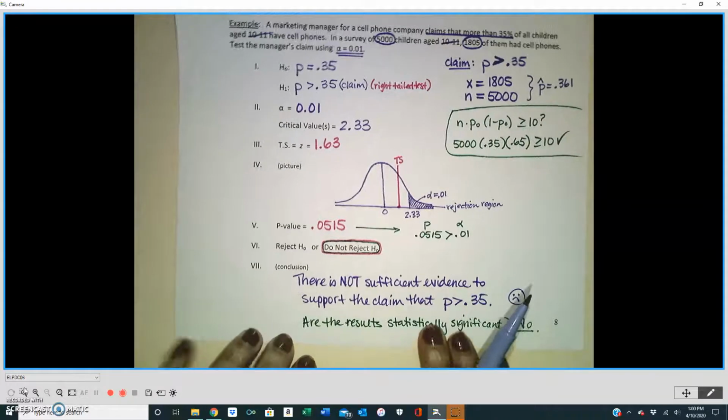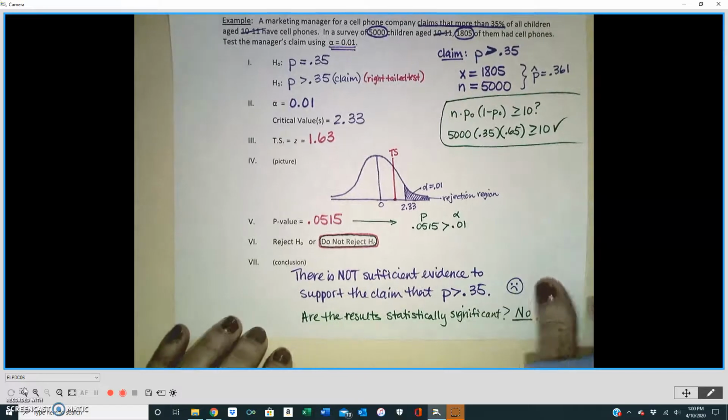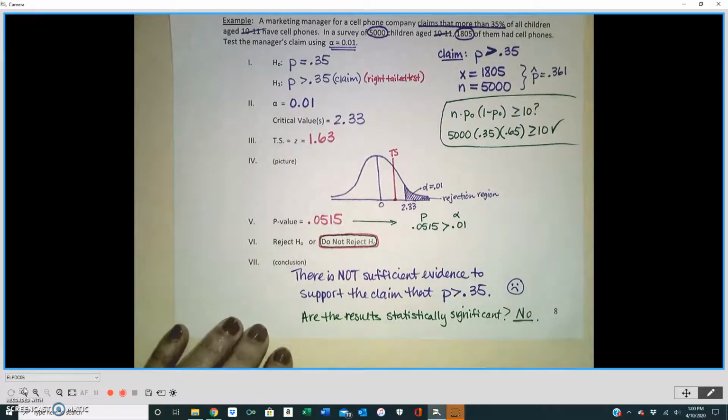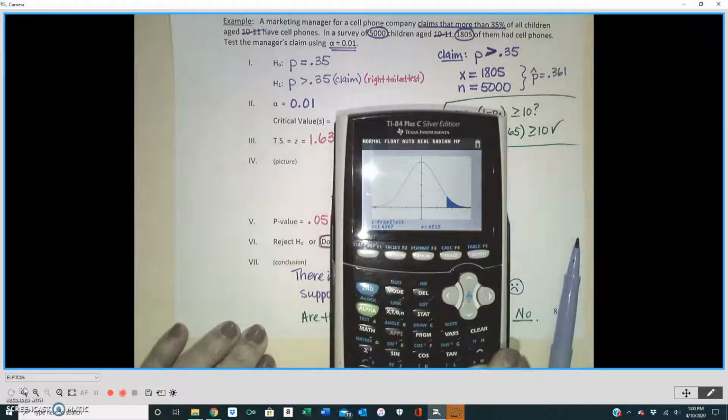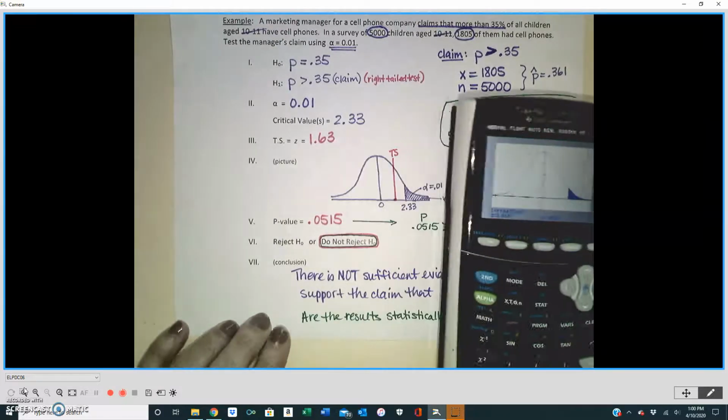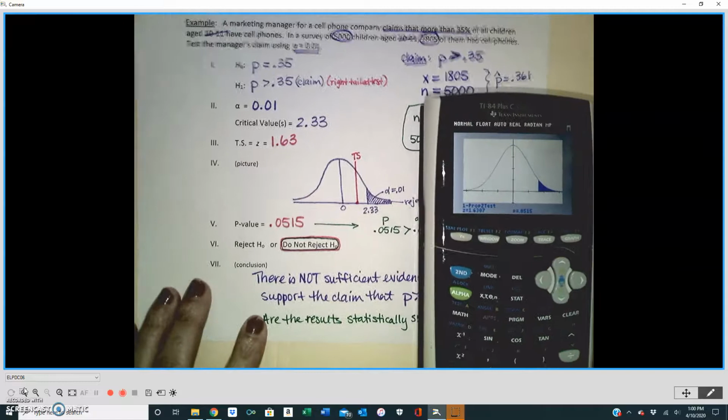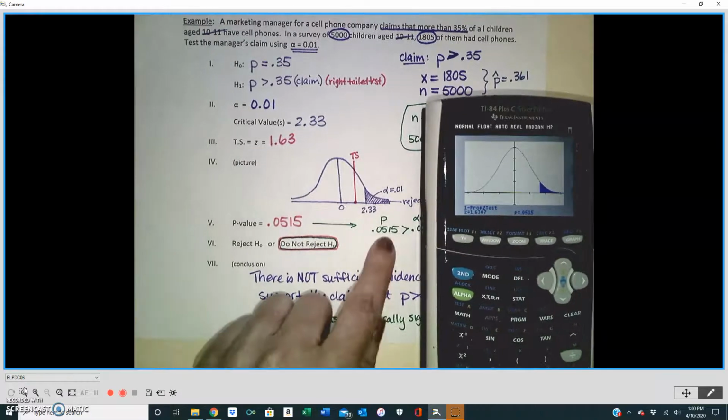One other thing that I want to make clear, that I don't know if I made 100% clear in the last video, so I want to make sure that you understand: what is this p-value? When the calculator drew this picture, it sure looks like what we have, but it's not. It's not the same thing. So let me explain to you what this p-value of 0.0515 actually is.